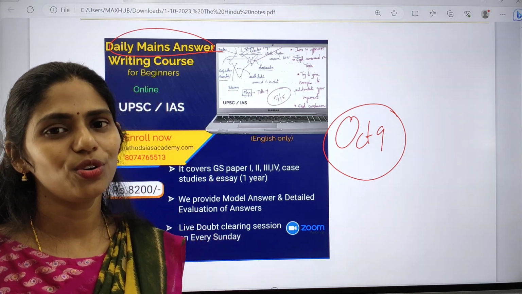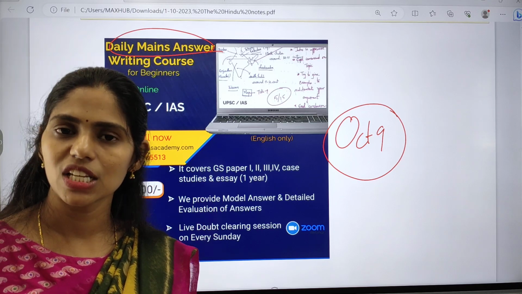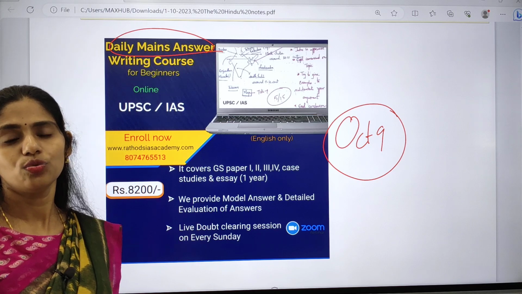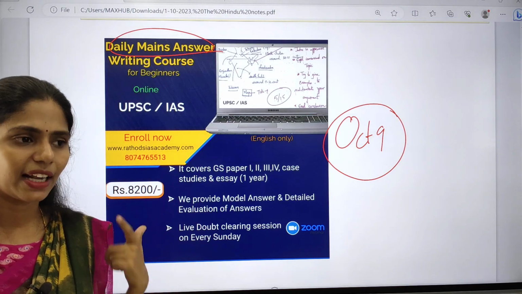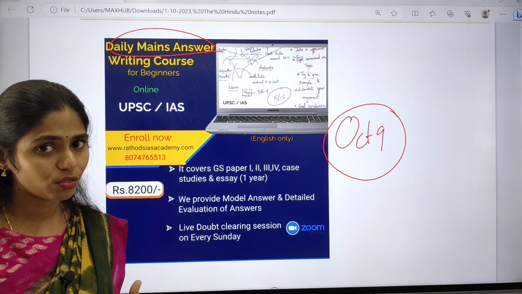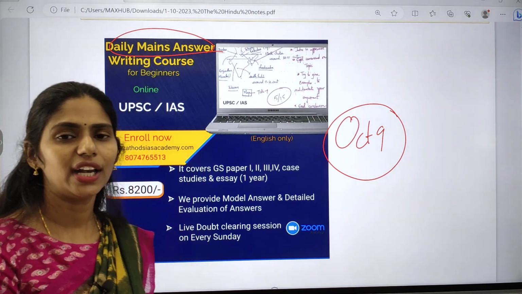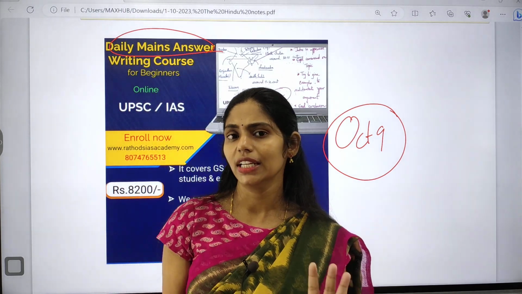And next, we are going to give you one question daily. On Sunday you will have essay or case study practice. Whatever answer you write, we are going to evaluate it and give you feedback, like what you wrote, what can be written, and whether you addressed the demand of the question or not. If there is any value addition, like any data, Supreme Court judgment or committee report, we will give you detailed feedback.